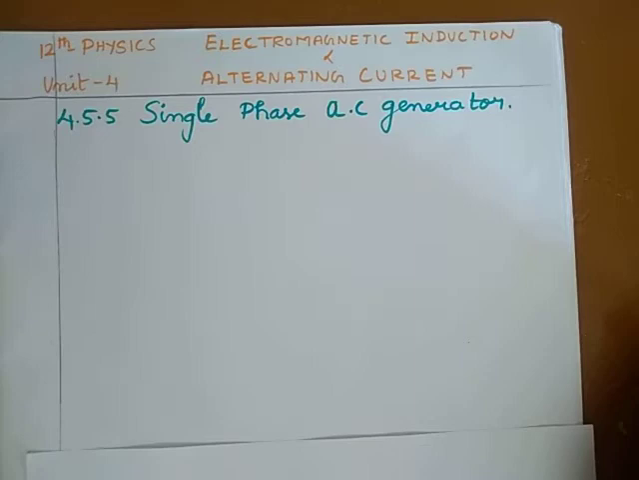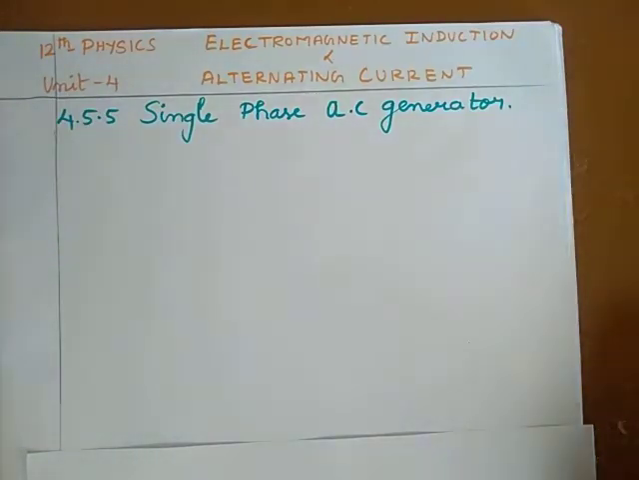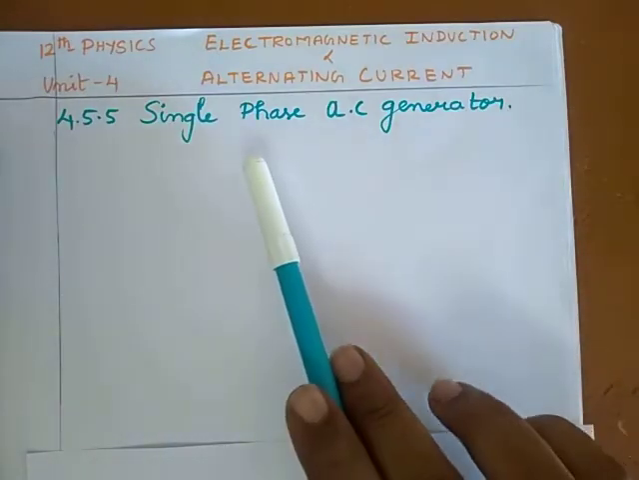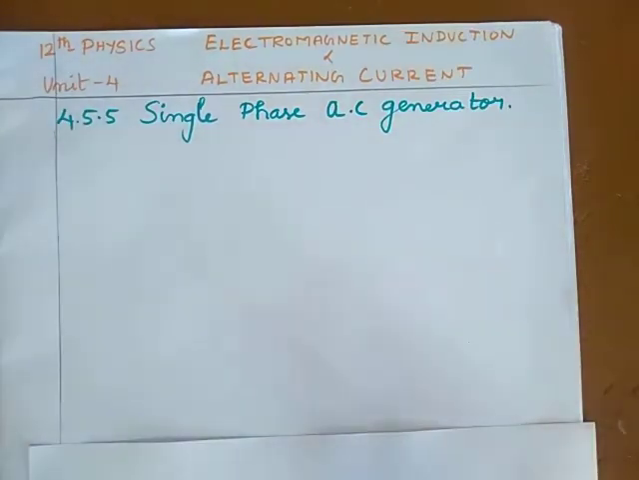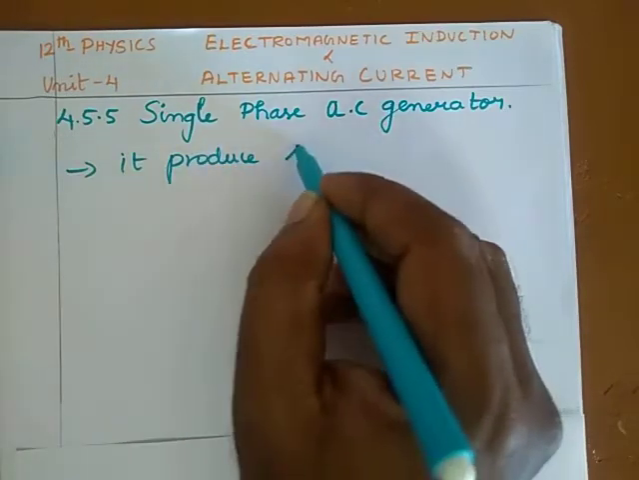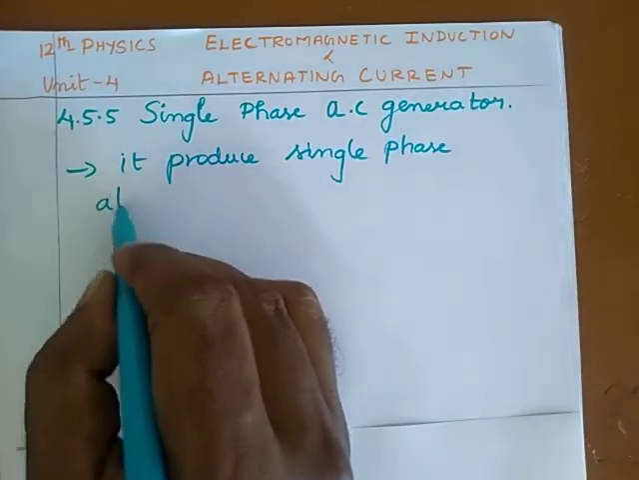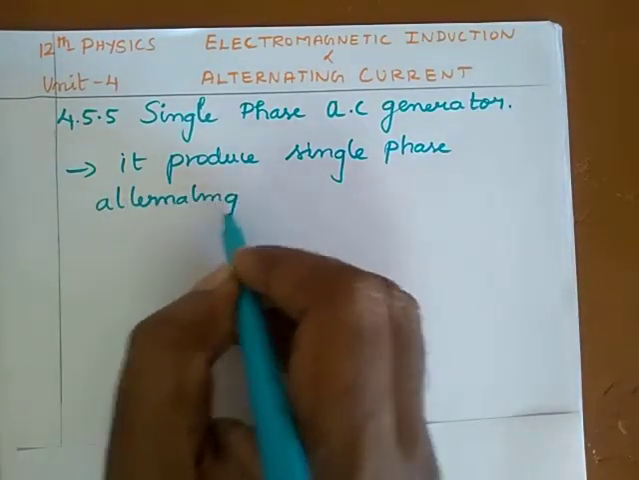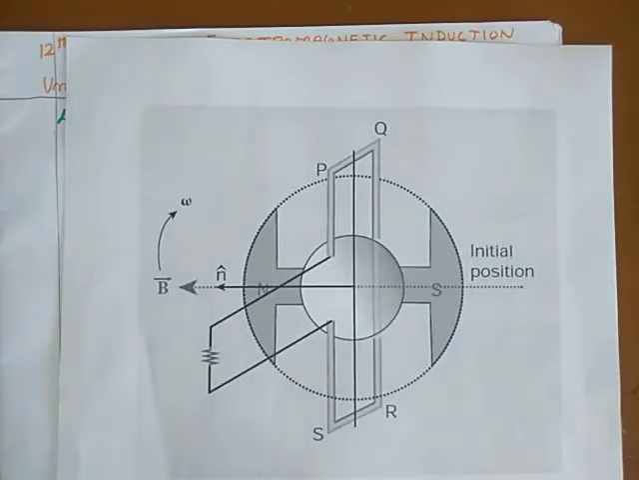Here in this video, let me see the working of a single phase AC generator. We know an AC generator works on the principle of electromagnetic induction. A single phase AC generator will produce a single phase alternating EMF. That's why it is named a single phase AC generator.